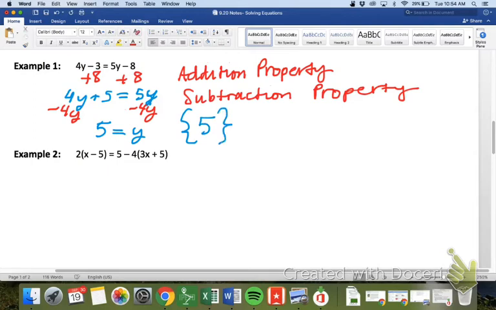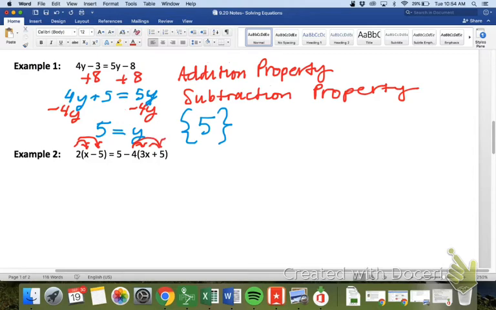Okay, let's look at example 2 now. So in example 2, it's a little bit more complex. Whenever I see a number outside of parentheses, I'm automatically thinking, oh, I could use the distributive property here to simplify first, right? So I see I could use the distributive property on both sides. So I'm going to distribute the 2 on the left, and I'm going to distribute a negative 4 on the right. So be careful when you distribute a negative.